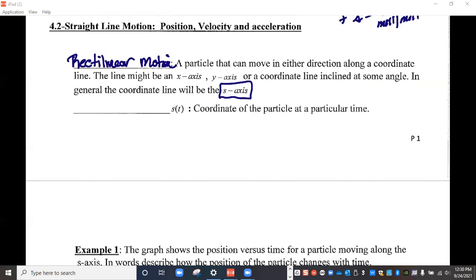When we're looking at these motion problems, they'll be giving us one function, and typically they will identify it as s of t. s of t is the position function. Think of this just like your f of x. That's the coordinate of the particle at a particular time. So that'll be identified as your s of t.